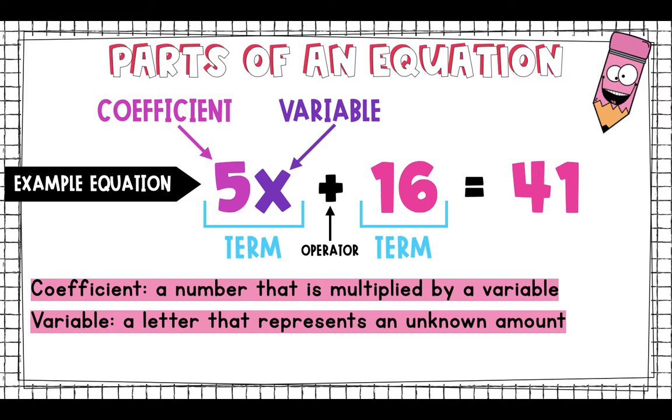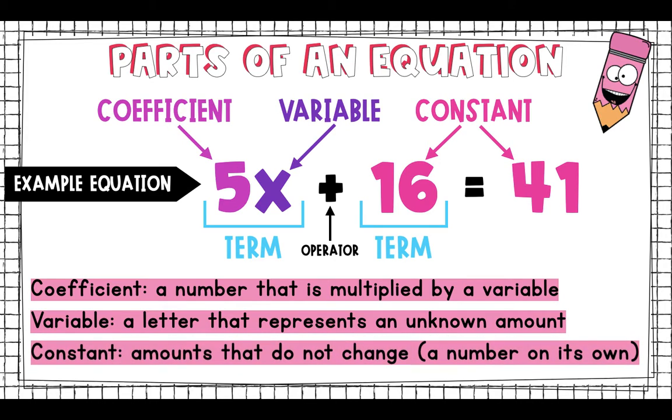We learned yesterday that a variable is a letter that represents an unknown amount. And finally, I have two constants in this example. Constants are amounts that do not change. So basically, it's a number on its own. It's not being multiplied, divided, or added or subtracted to anything else. It's just a constant number on its own.